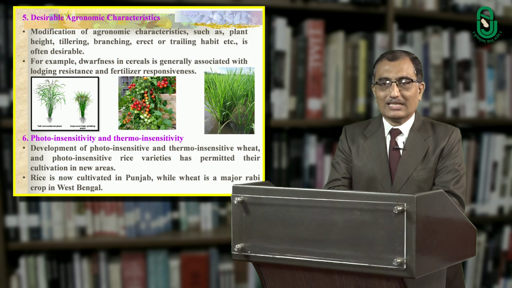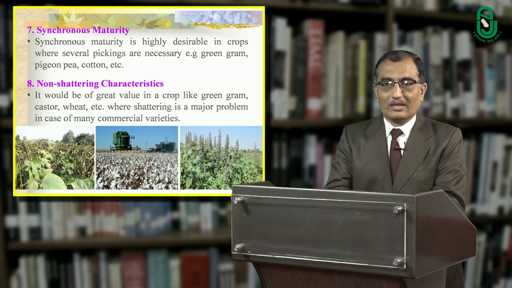Development of photoinsensitive and thermoinsensitive varieties of wheat and photoinsensitive rice varieties has permitted cultivation in newer areas. Now I will give examples: rice is now cultivated in Punjab, while wheat is a major rabi crop in West Bengal, due to photoinsensitivity and thermoinsensitivity as breeding objectives.